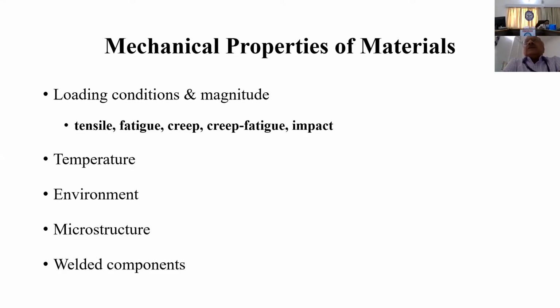We know that the property of a material depends upon how it responds to a kind of loading. Depending upon that, we have tensile properties, fatigue properties, creep properties, creep fatigue properties, and impact properties. All these represent the response of a material under different types of loading. And of course, these properties change with temperature, with environment, with the microstructure, and as I said, with the welds.